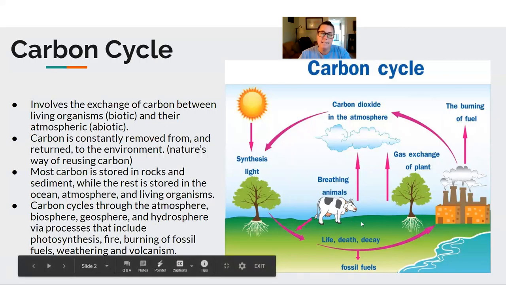When it dies, it decays and the carbon, because it's a living organism and all living things are made of carbon. Because it's made of carbon, those carbon elements will return back to the earth. Same thing if these trees were to die, those are living things. Once they die, the carbon is returned back to the earth when it decays.